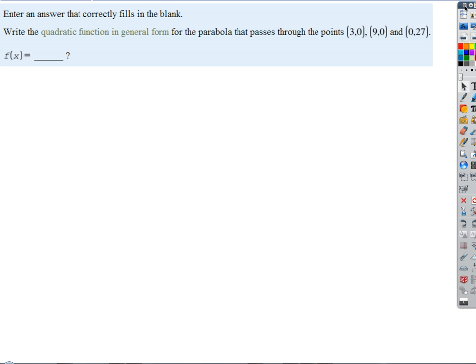Does it fit any of the special forms? Yeah, it fits intercepts form or factored form, right? These have y coordinates of 0, so those are x-intercepts. So I know that p is 3, q is 9, right? And what is factored form or intercepts form? X minus p.